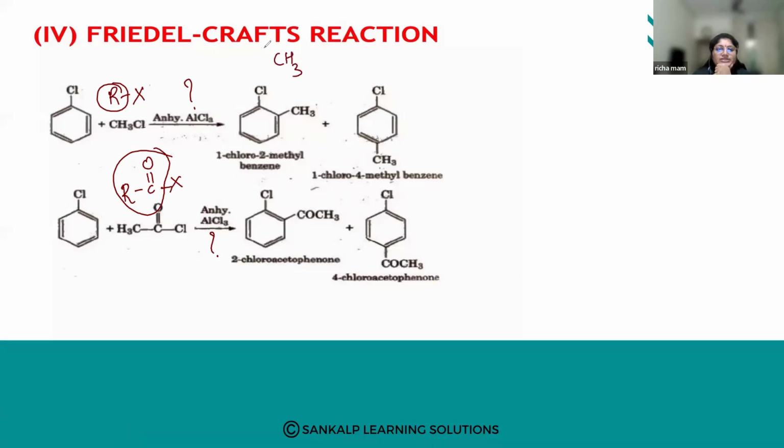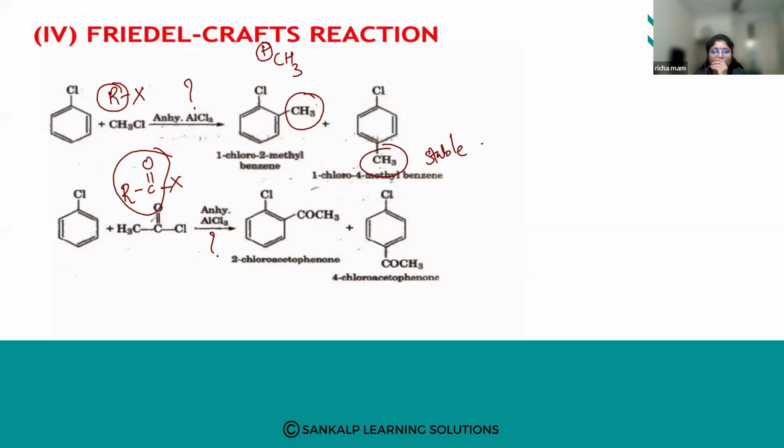If I take CH3Cl, our alkyl group, that is CH3+, is the electrophile. So it will attack the ortho and para positions. The ortho and para substituted products are obtained, and the para is more stable. So this is the major product.